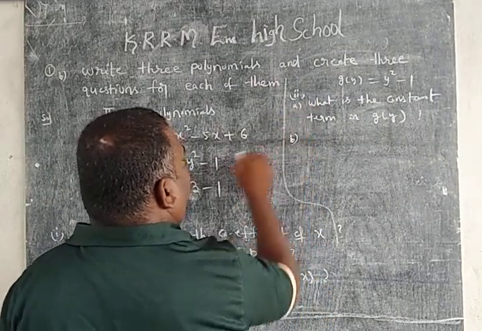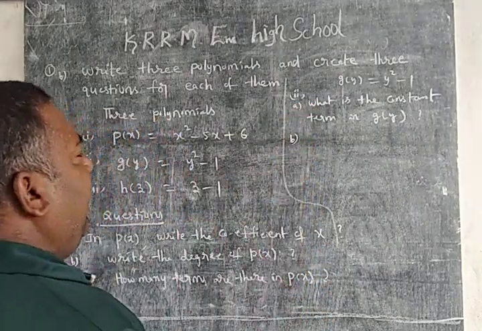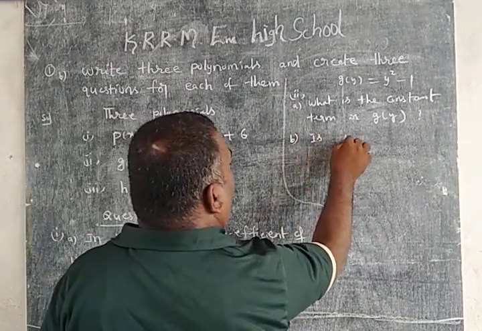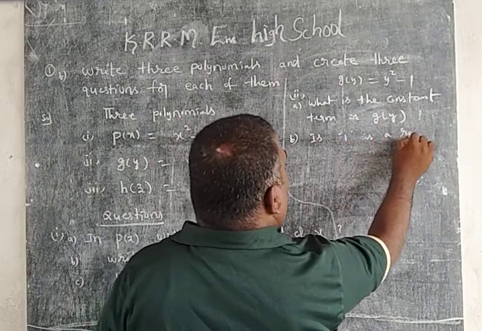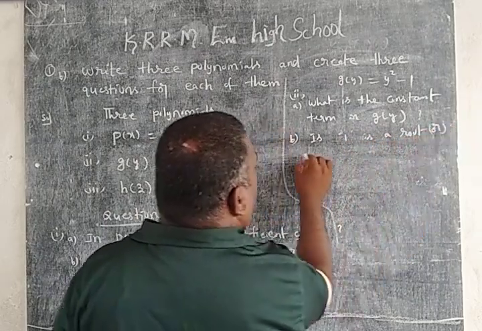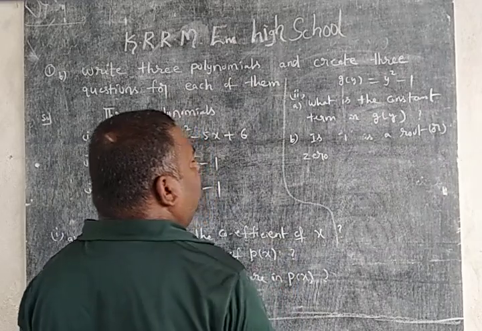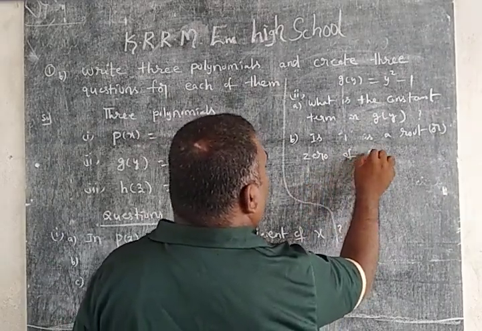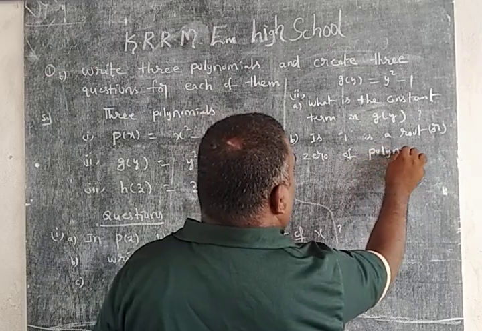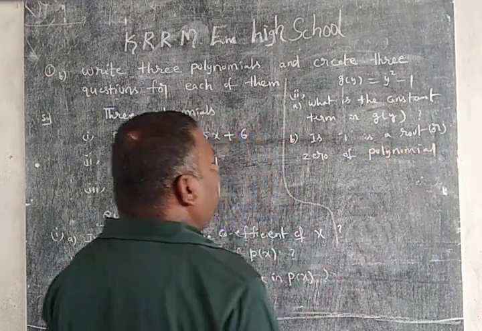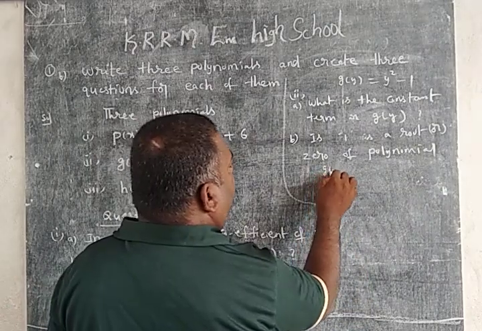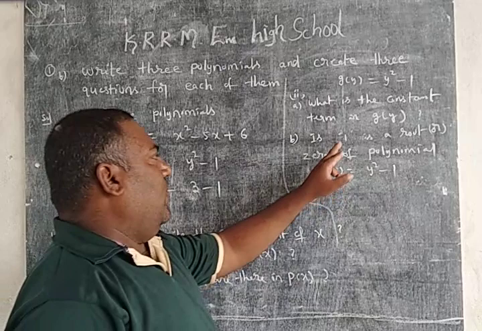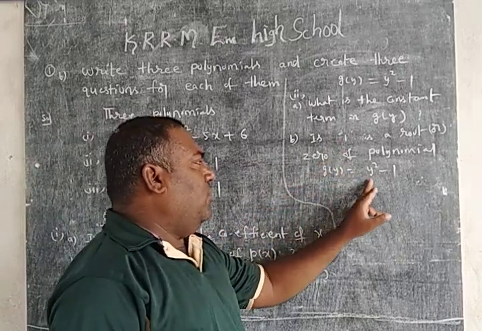Second question: is 1 a root or zero of the polynomial g of y is equal to y square minus 1?